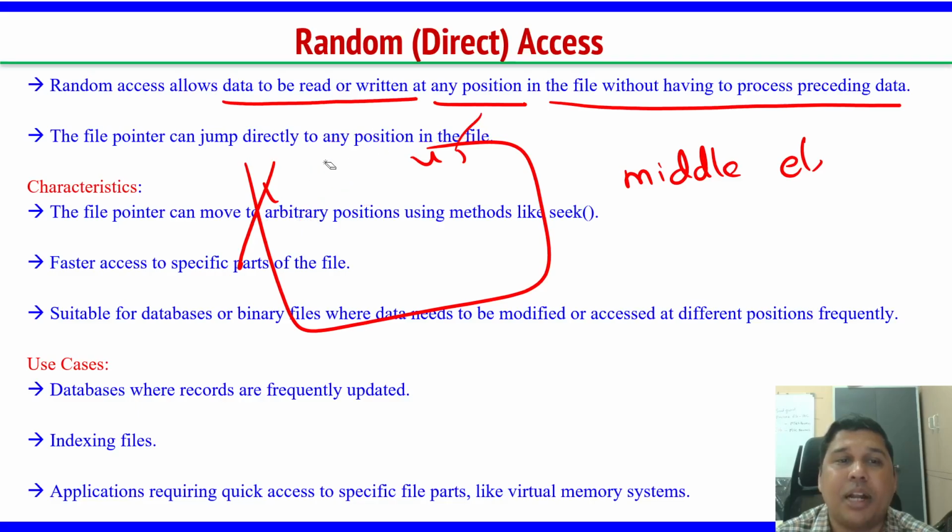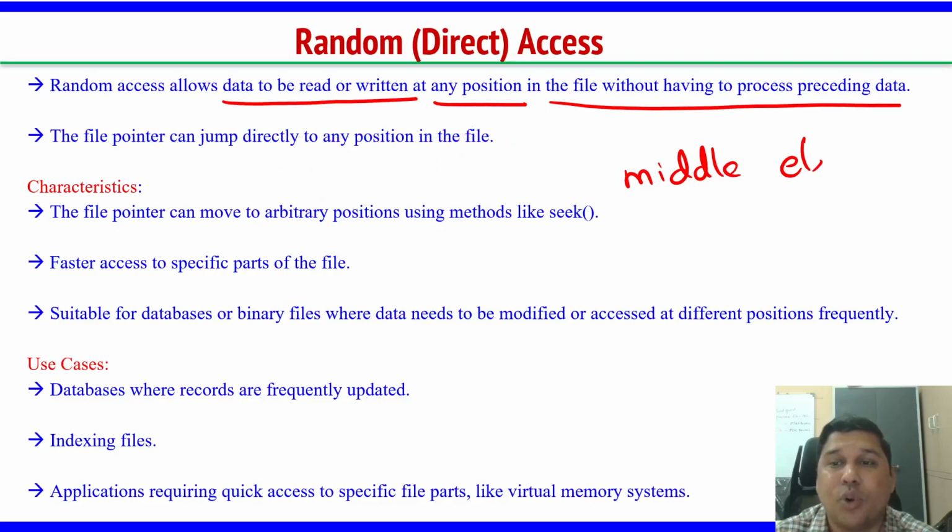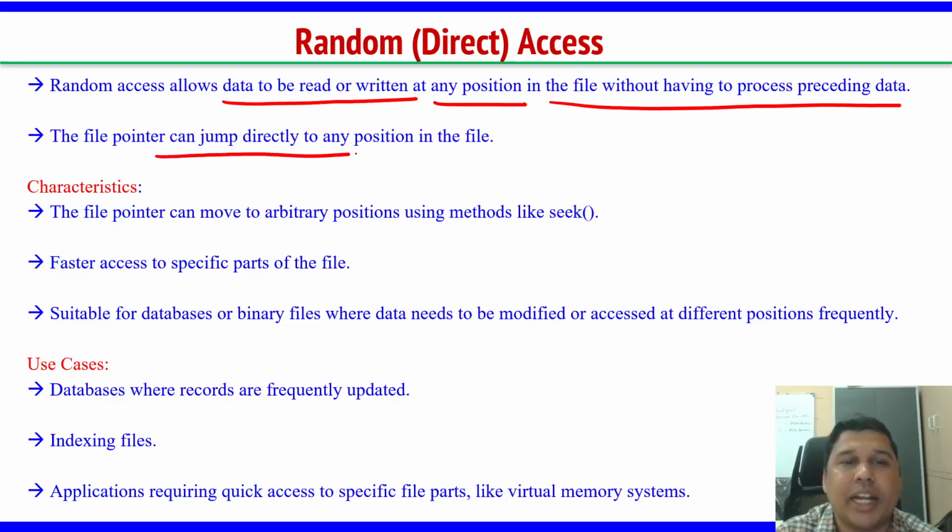But in direct access or random access, we don't need to process. Directly you can jump to that middle location. Whatever location you want, you can jump to it. Okay, that is random access, right. You can jump directly to any position in the file.